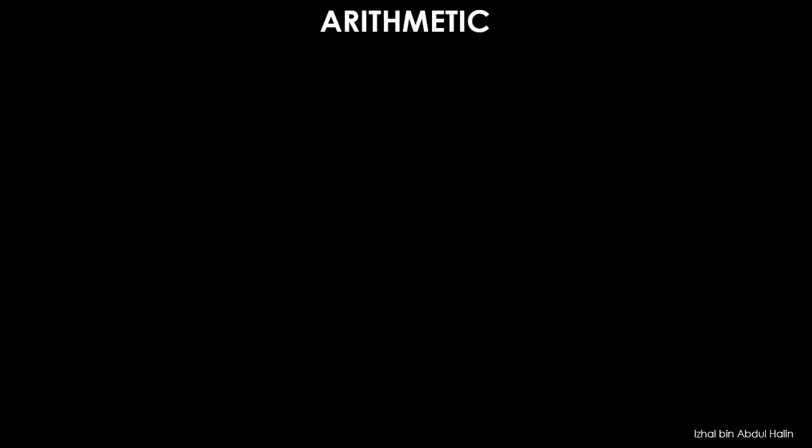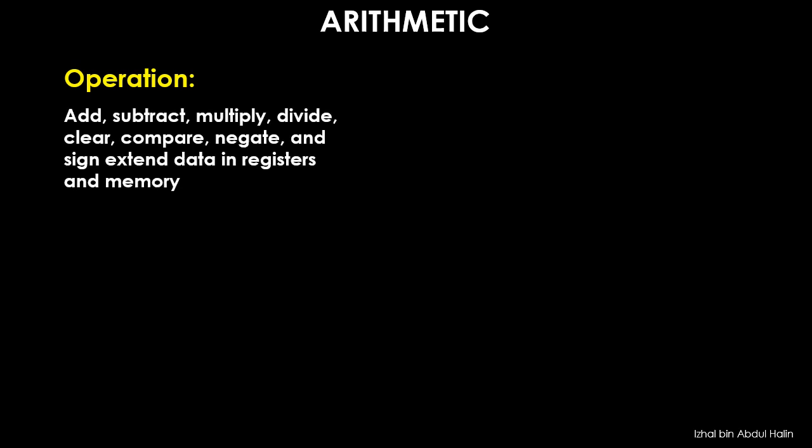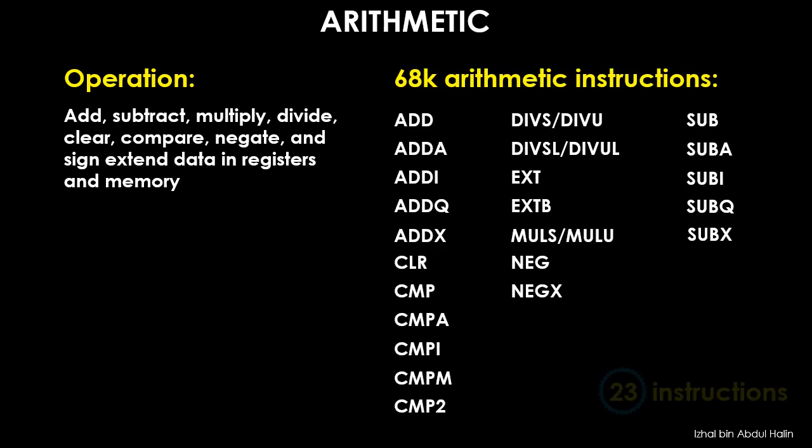Let's look at the arithmetic instruction type available for you to program the 68K microprocessor. Its purpose is to add, subtract, multiply, divide, clear, compare, negate, and sign extend data in registers and memory. There are 23 instructions altogether.